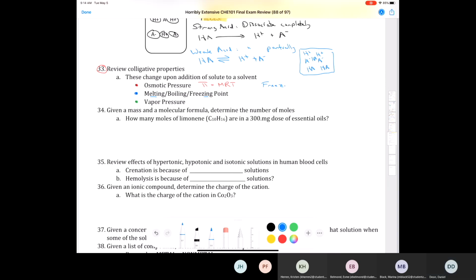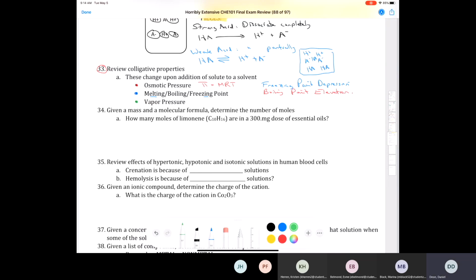And that's why we talk about freezing point depression, right? It lowers. I'm thinking about too many things at once here. And then in terms of boiling point, we have boiling point elevation. So the boiling point would be higher.